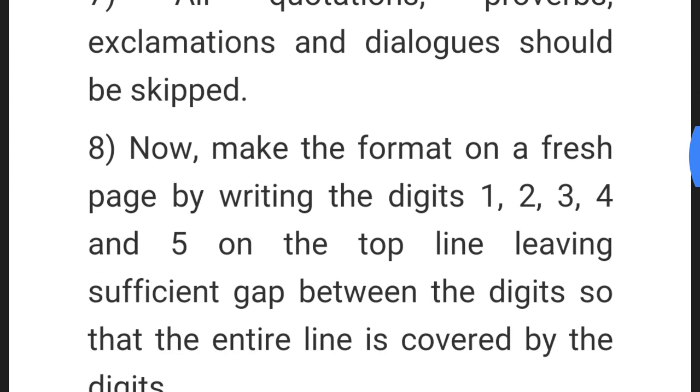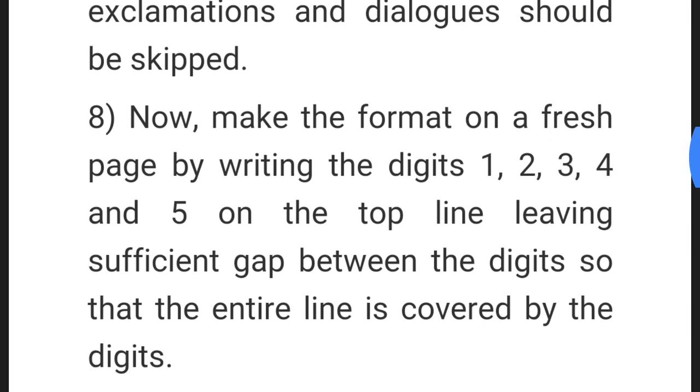Now, make the format on a fresh page. What kind of format? By writing the digits 1, 2, 3, 4 and 5 on the top line, leaving sufficient gap between the digits so that the entire line is covered by the digits. What will you do? You have written the points. Now on a fresh page, on top, the first line, you can write 1, then leave some space, then write 2, then 3, then 4 and finally 5. Leave equal gap between these digits. That should cover up the entire top line.